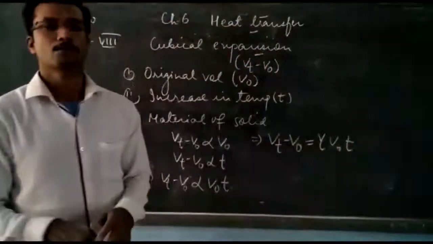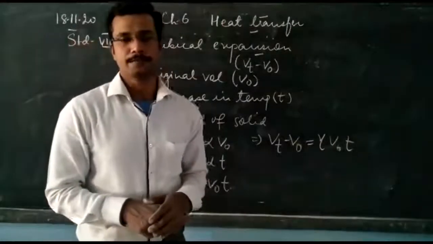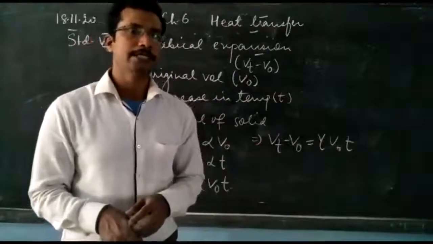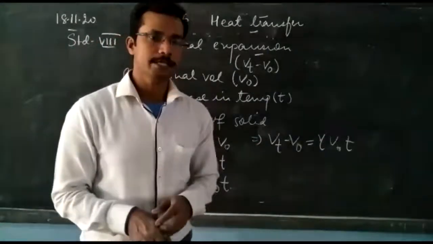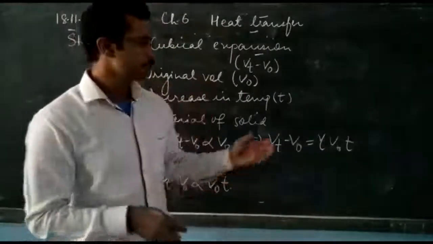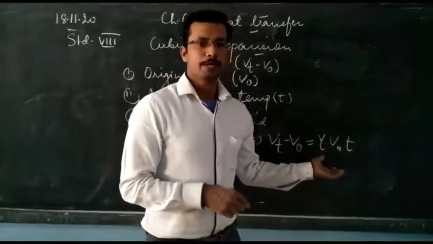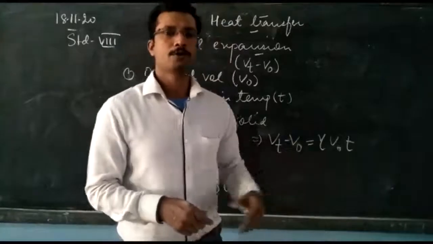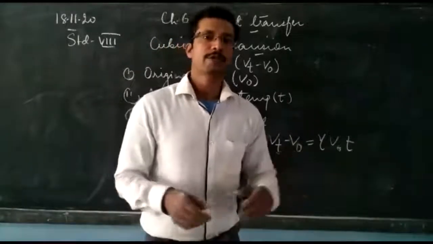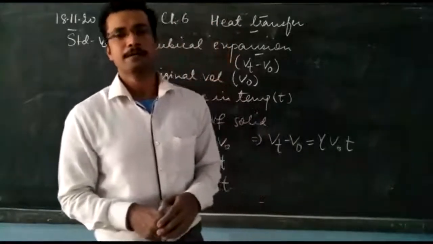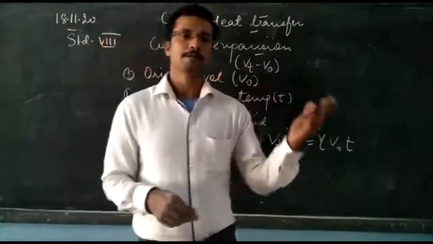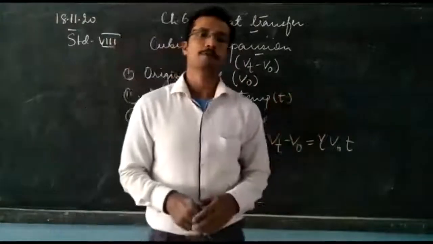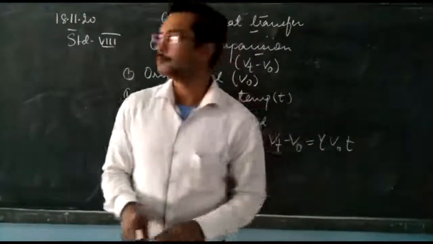This gamma is the coefficient of cubical expansion, which is once again a very small expansion. When a solid is heated through 1 degree Celsius, that small expansion is called the coefficient of cubical expansion, which we denote by this symbol, gamma. So this we have regarding the expansion. We have seen the expansion in terms of length, in terms of area, and this is in terms of volume. Thank you.